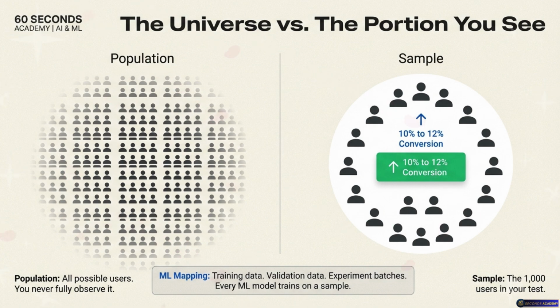Your validation holdout set, that's a sample. The live experiment batches you route traffic to, samples. Every single machine learning model ever deployed in the history of computer science was trained on a sample. No algorithm has ever seen the entire population.